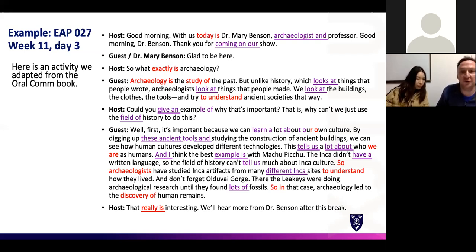Any suggestions? Some of you might have taught this, so you might remember it. It has words like "archaeologist and," "coming on," "look at," "looks at," and an example is "these ancient." Yeah, connected speech. What feature? Yeah, Bo mentioned liaison. We can call it liaison or linking. It's consonant to vowel linking, "field of," and so on.